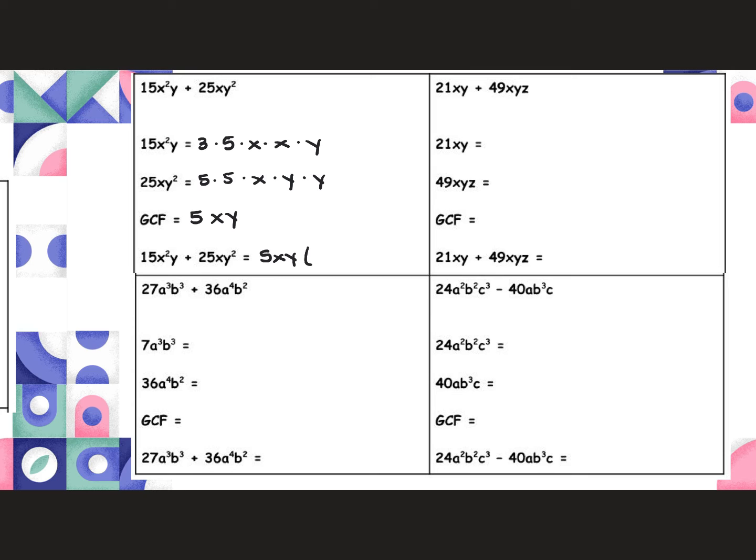15 divided by 5 is 3. X squared divided by x is x. And of course, y divided by y is 1. 25 divided by 5 is 5. X divided by x is 1. And y squared divided by y is y.